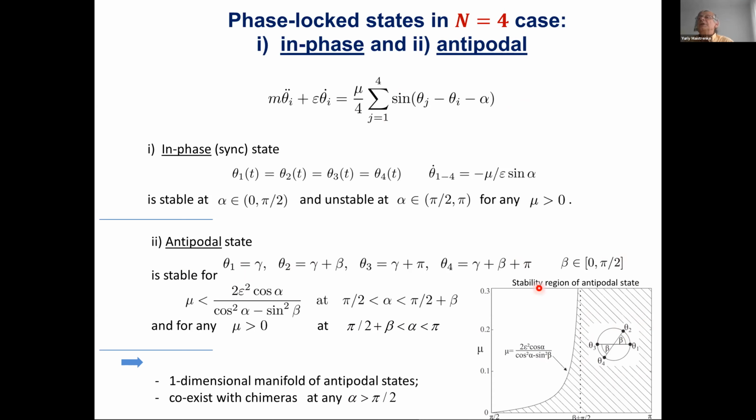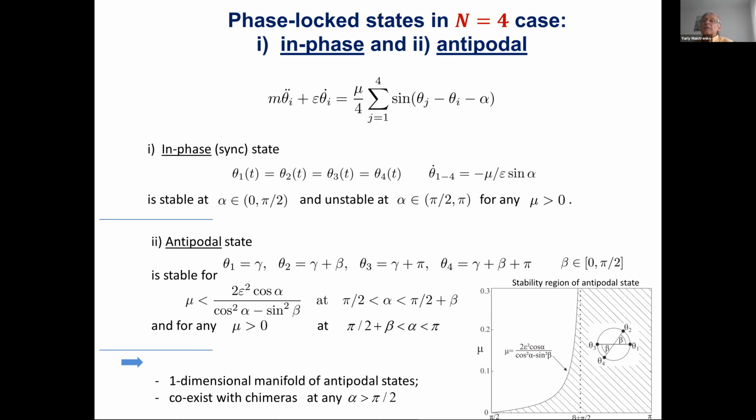They exist for any angle beta, but stability depends on beta. The region of stability is shown here as a dashed line depending on beta. And so we can conclude that there is a one-dimensional manifold of antipodal states. They are stable and coexist with chimeras at any alpha larger than pi over 2. So it makes the dynamics of the system very much unpredictable. If we have some kind of behavior, it always coexists with a one-dimensional manifold of such states.